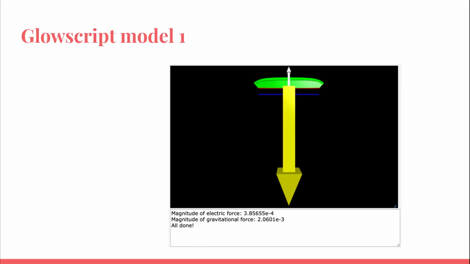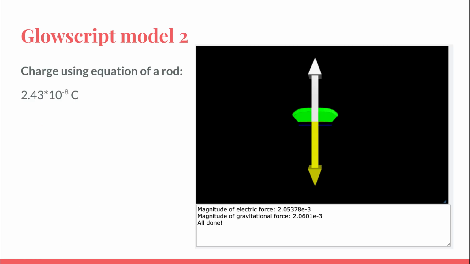So this was model 1 with my original force, and you can see that the electric force is a lot less than the gravitational force, which is the yellow downwards arrow. Then I had a new charge using the equation for a rod, and that gave me 2.43 times 10 to the negative 8 coulombs, and you can see that the forces are much closer to equal. This shows you that it is a much more accurate model.